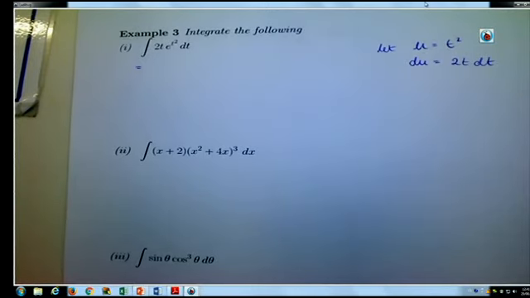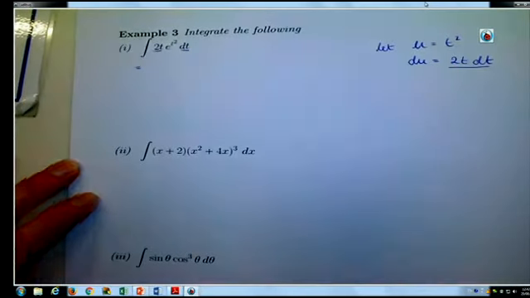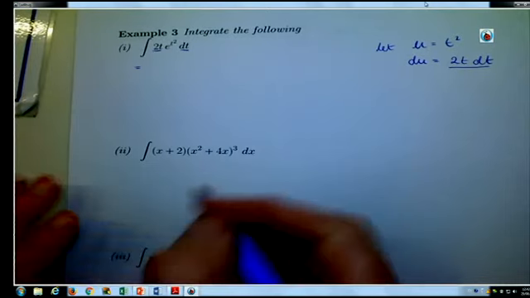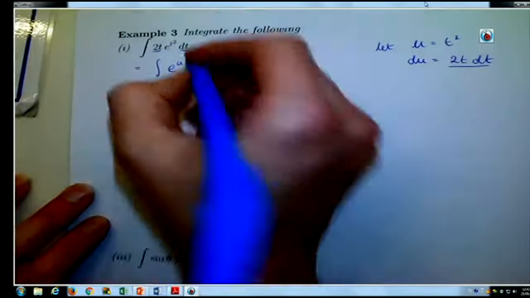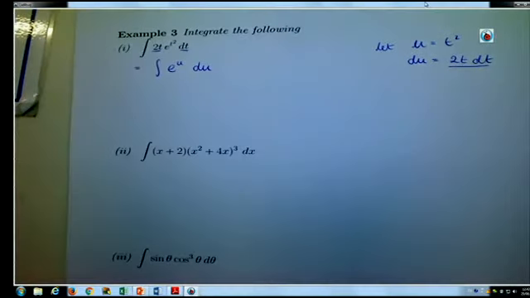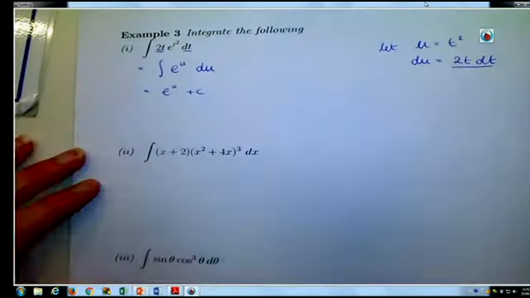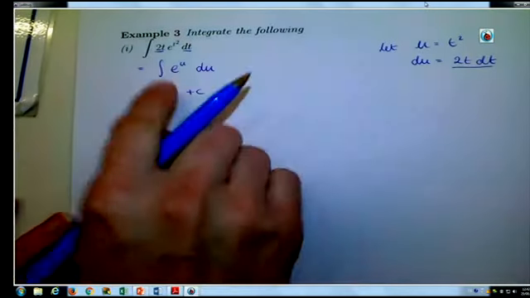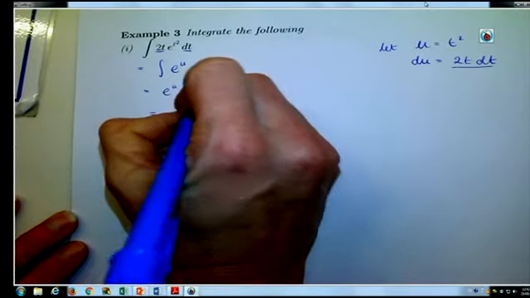All right. Okay, so here's a 2t dt, and that's what we're looking for here. So that 2t dt is going to be replaced by du. So we're going to have e to the u, that's our t squared, and then a du. And now we know how to integrate that, hopefully. E to the u plus c. And now we always have to turn it back into what we started with. So e to the t squared plus c.